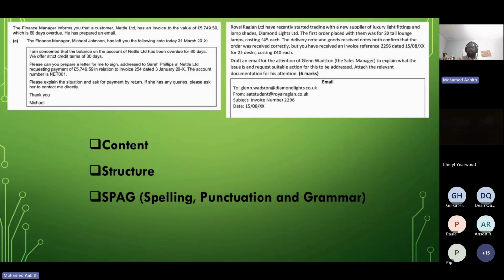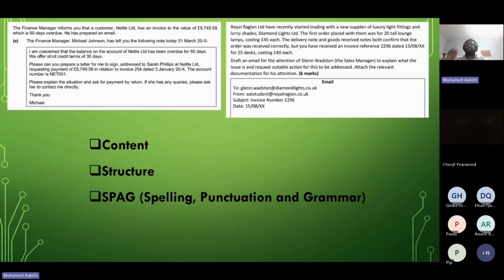Then when it comes to the email, you can say dear whoever it is, Glenn Watson. So you can say, dear Mr Glenn Watson. Then you say, I have ordered this one. I made this order on that day. This is for this item. It should be costing me £40. And then in the next paragraph, you say, but we received an invoice, reference 2296, on this day for 25 desks, but they were costing £40, which contradicts my original order. Would you be able to make the remedy? What are you going to ask them? Would you be able to investigate this problem?